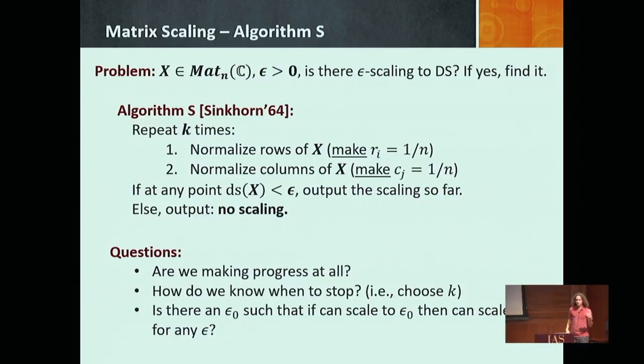So the question is, suppose that we didn't see all this invariant theory before. First of all, are we making any progress at all? The other question is, how do we know when to stop? How do we choose a k such that this algorithm is correct? And the third question, which I guess Akshay already asked before lunch, is: is there such an epsilon 0 such that if I can scale it to epsilon 0, then I can scale it for any epsilon to doubly stochastic? I can tell you that any epsilon is possible. I can get as close as I want to doubly stochastic. So we're going to answer these 3 questions.